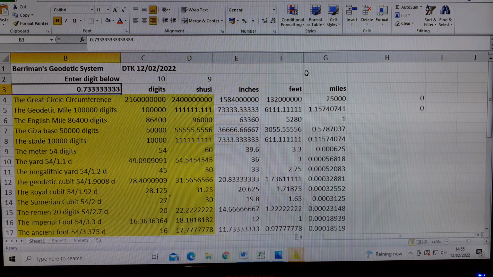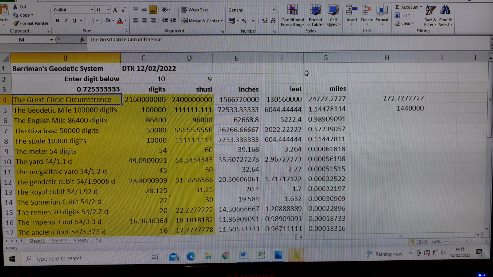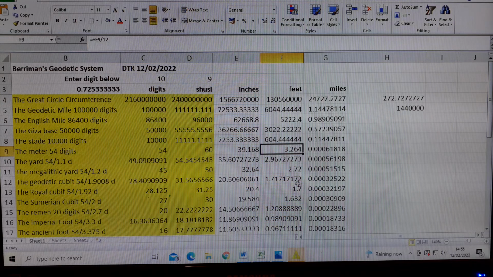So let's just go back. And there it is, 3626666. So this model is working perfectly, and it's proving that Alexander Thom was absolutely correct with the length of his megalithic yard, which is 32.64. And what we find is the meter that comes from this model is 3.264 feet.